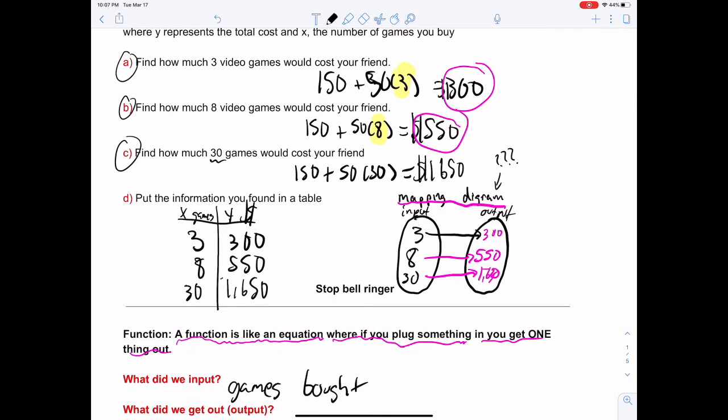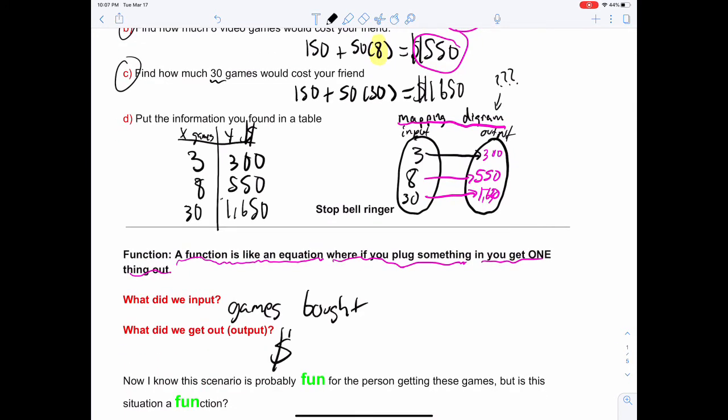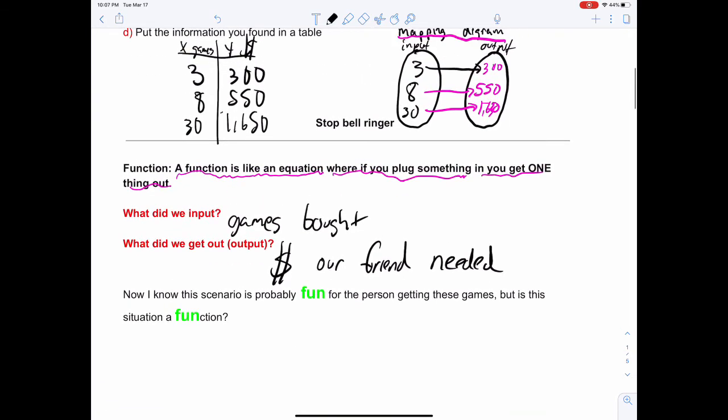And if you put games bought into our function, our equation, what would come out? These things in magenta here, those were dollars. We'd get out the price our friend needed. So if you put in games, hey, I want you to get me 8 games as input, output would be, all right, I'm going to need to spend $550. Now I know this scenario is probably fun for the person getting these games. Probably not for the person who's buying them, or maybe.